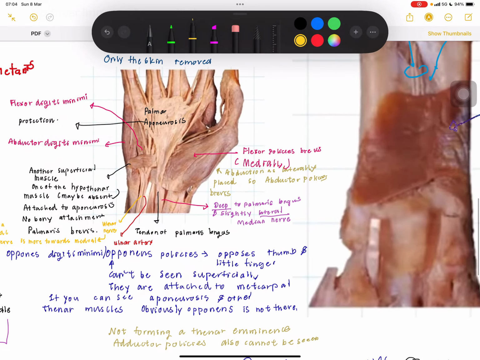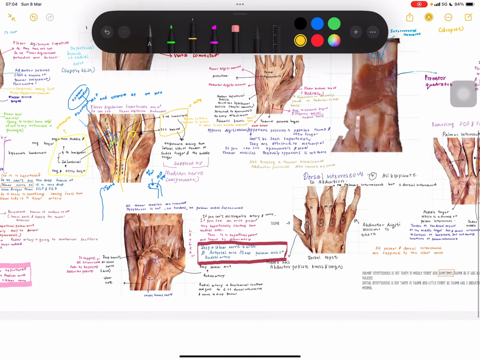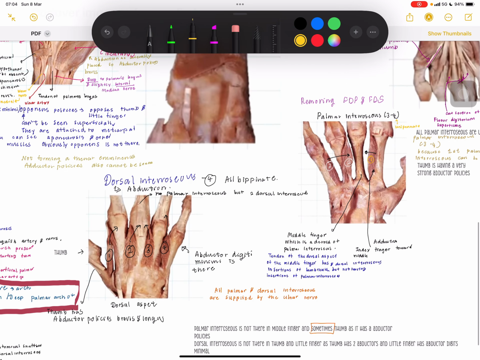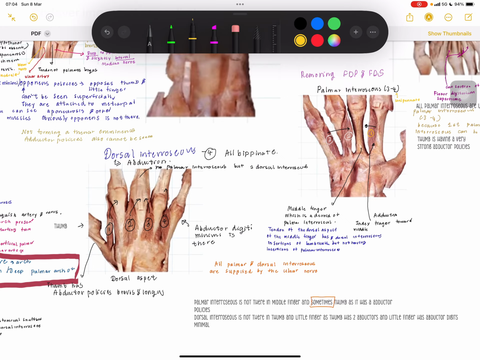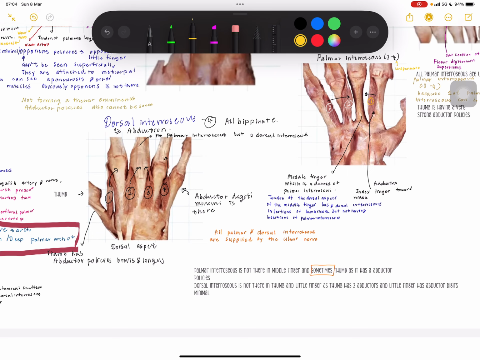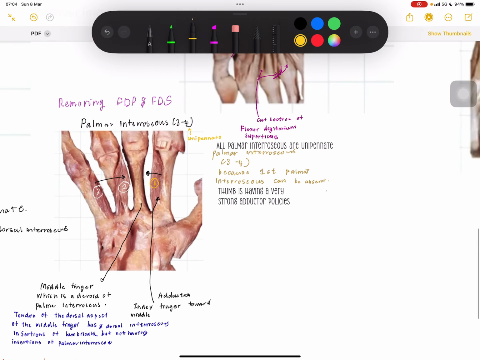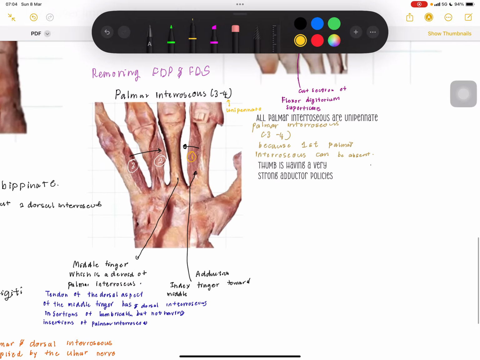And then we have the interosseous muscles. The common way to remember this is: PAD and DAB. So first we'll see the palmar interossei. The palmar interossei are all unipennate.